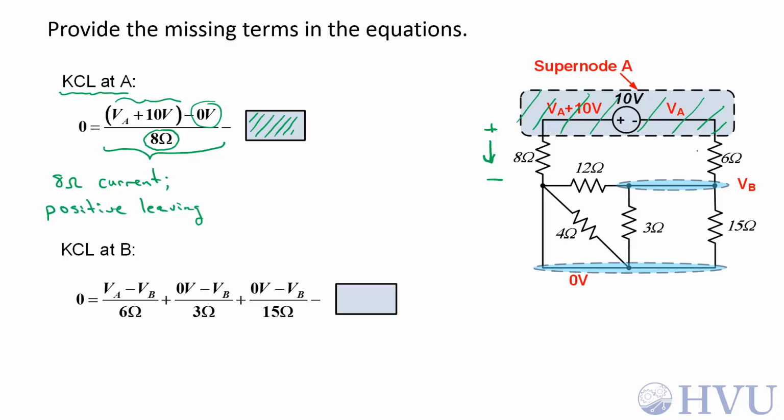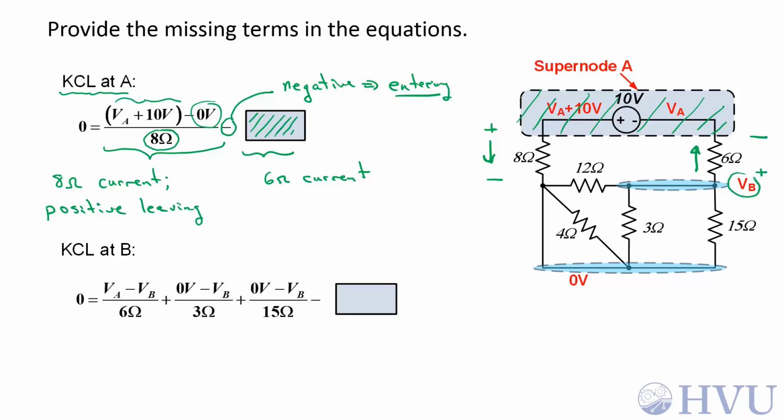The only other current out of this supernode is through the 6 ohm resistor. So this term corresponds to the 6 ohm current, but that term is subtracted. So this is a negative contribution. That means this term should correspond to current entering the node. So we're actually looking for current going in this direction, which implies a sign convention like this.